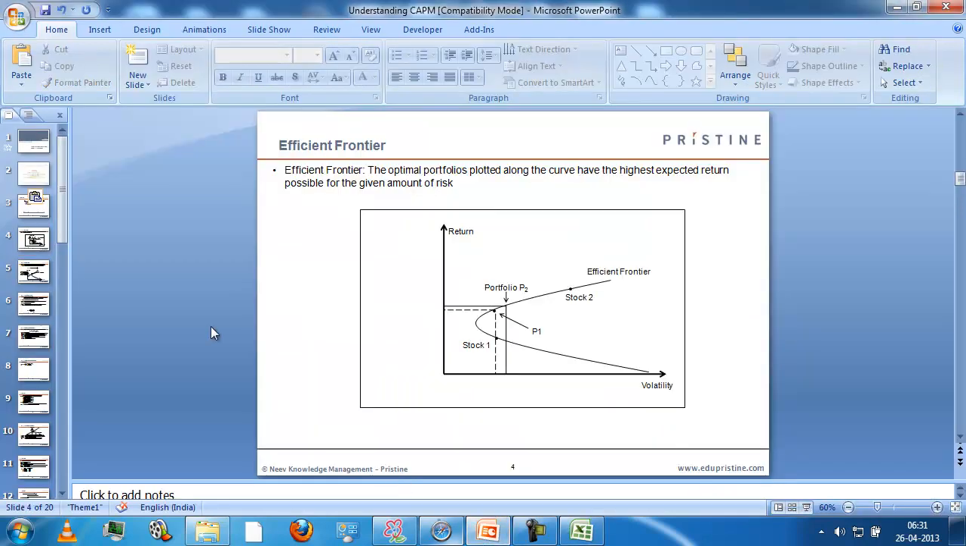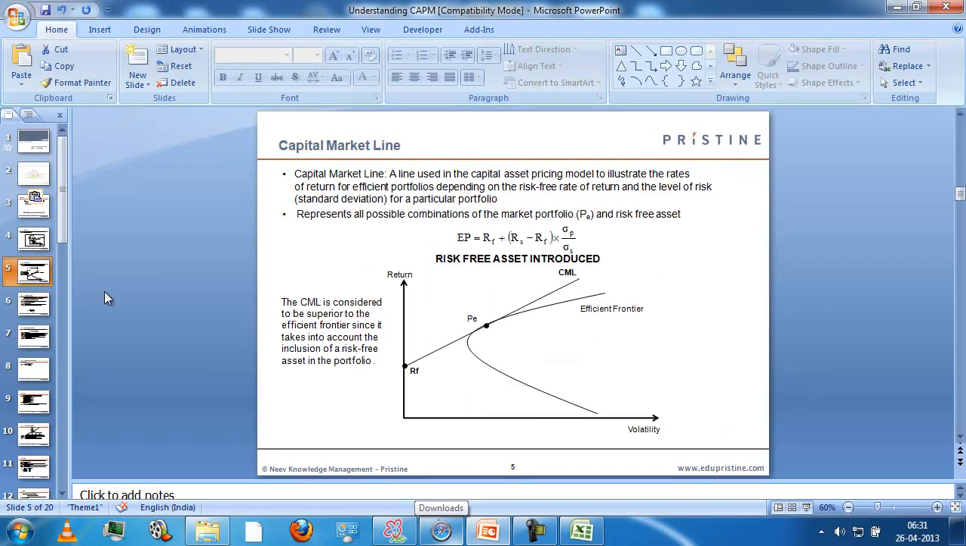So moving forward, we'll discuss the capital market line. You can do better than the efficient frontier if you make some investment in the risk-free rate.